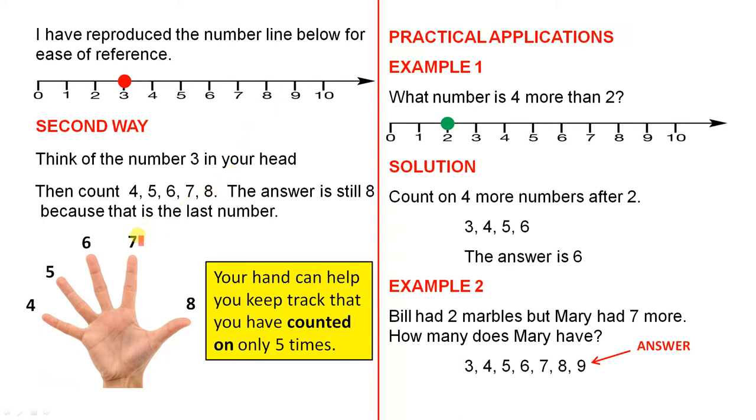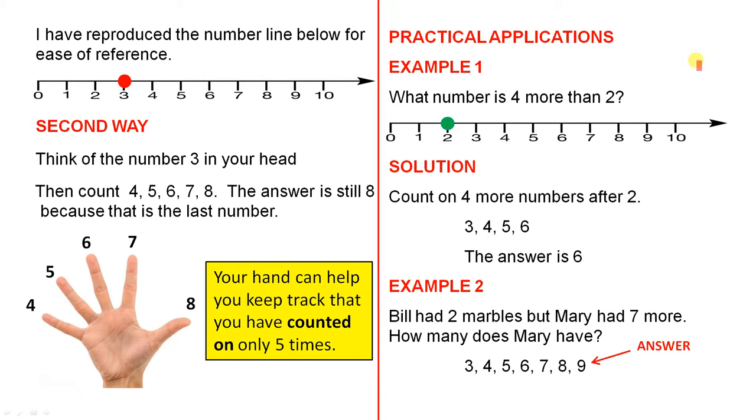Now, here's a very good little way to help you do this. Because we're counting on 5 numbers, we can put our fingers up, and that helps us to keep track. Your hand can help you keep track that you have counted on only 5 times. So you go 4, 5, 6, 7, 8. You've only gone 5 places, and you know the answer is 8.